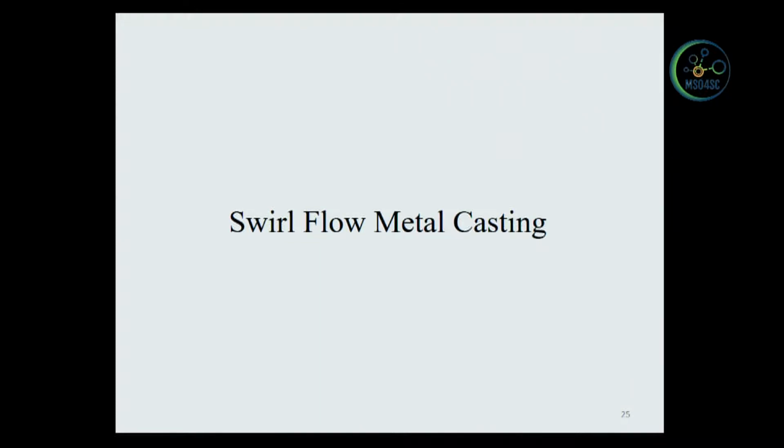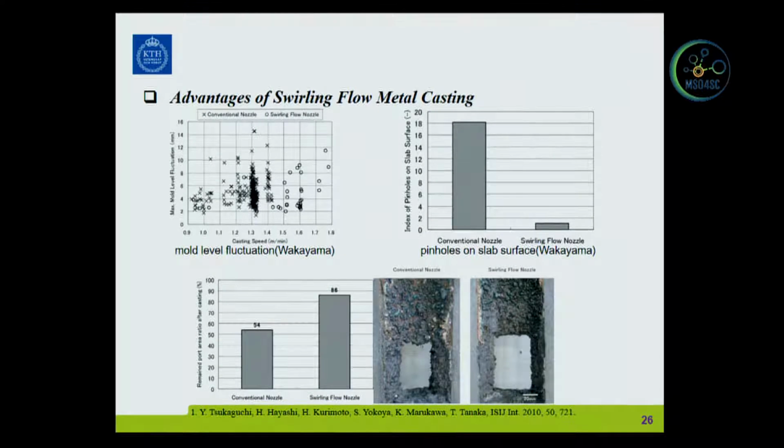Yeah, swirling flow metal casting. This is work we have done recently. Why do we do this? Because in a plant trial we found that swirling flow is very helpful for quality. That can be easily seen from this figure. We can see that, in the conventional nozzle, this is a swirling flow nozzle. We can see that the surface quality is much improved by a swirling flow.